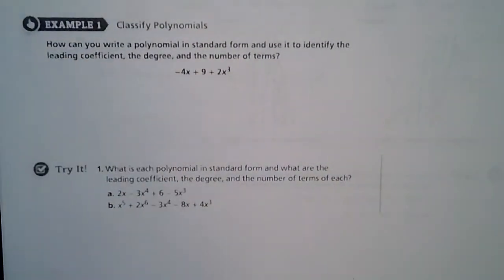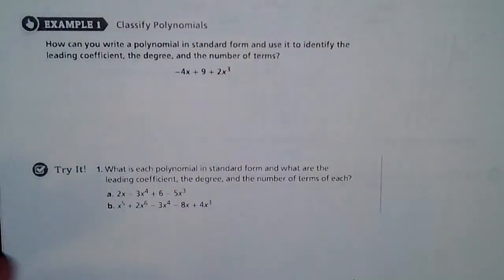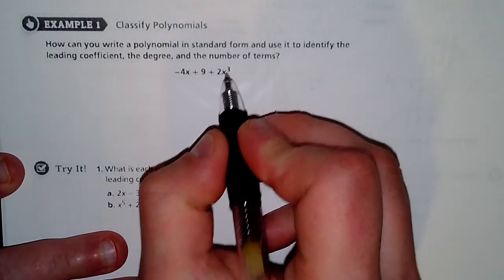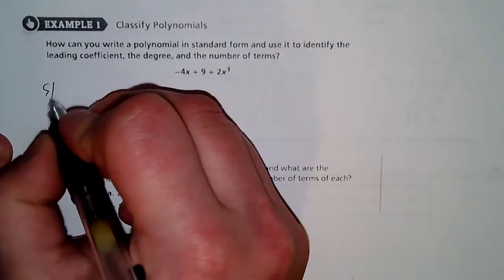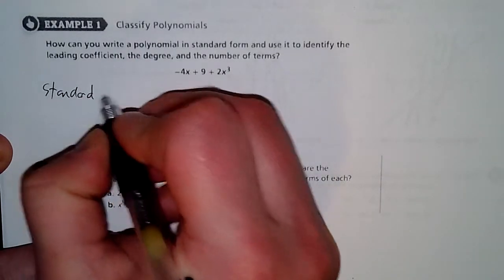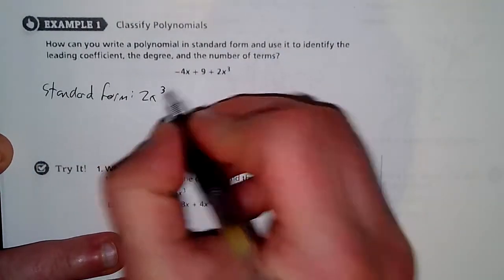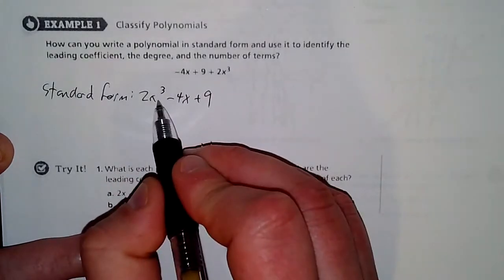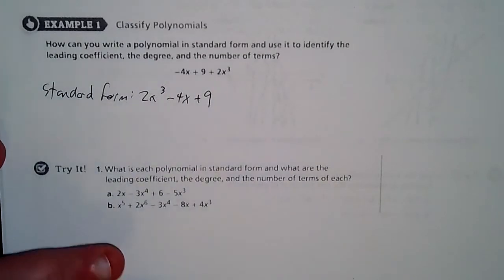It says, how do you write a polynomial in standard form and use it to identify the leading coefficient, degree, and number of terms? Okay. So standard form we already talked about in the warm-up. That's where we're going to go highest power of x down to lowest power. So in this case, the standard form is 2x to the third minus 4x plus 9. Highest power first, and then in descending order with the constant term last if there is one.